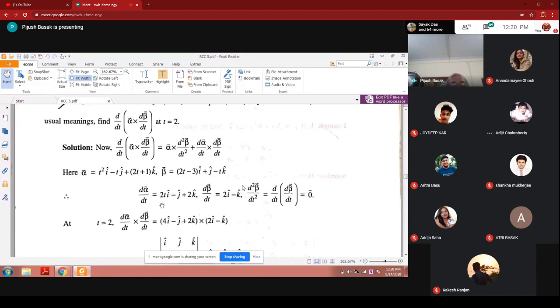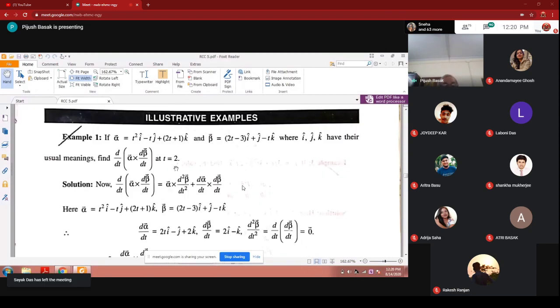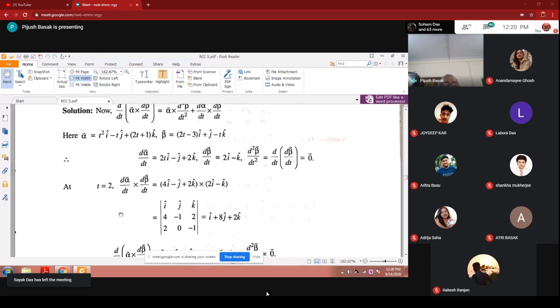d alpha/dt is, differentiating with respect to t, 2t i minus j plus 2k. And d beta/dt is this, and d²beta/dt². All the things are found out, and they have told you to find the following at t equal to 2. So put t equal to 2. So d alpha/dt cross d beta/dt. Cross product means ijk; that will be evaluated through the determinant process.